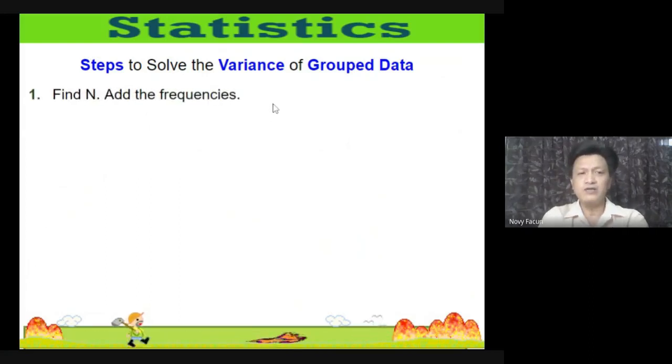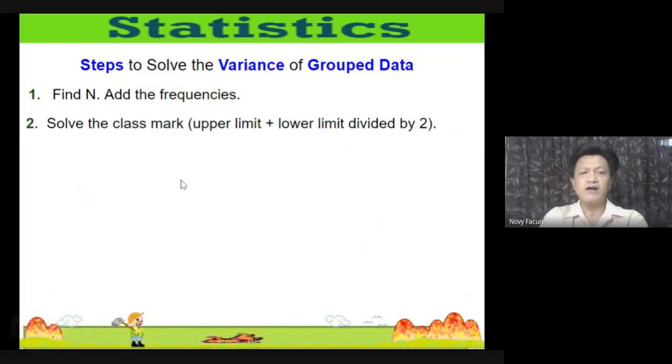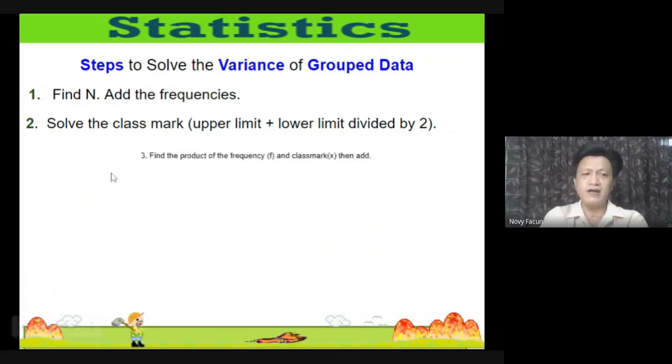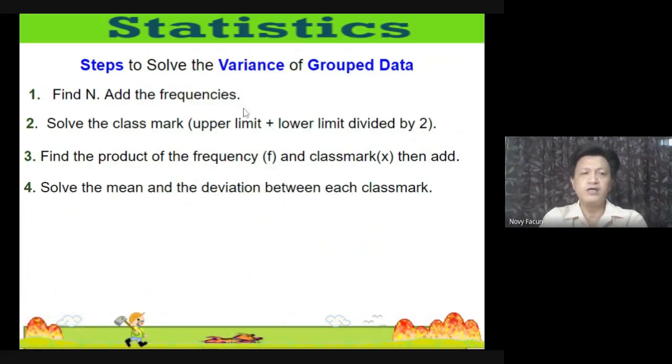So step 1, katulad lang din siya, no? Sa mean division, find n, add natin yung frequencies. Step 2, solve the class mark, the upper limit plus lower limit divided by 2. And then step 3, find the product of the frequency and the class mark, then add. And then step 4, solve the mean and the deviation between each class mark. Ibig sabihin yan kung ano yung mean natin, isu-subtract natin sa bawat class mark.